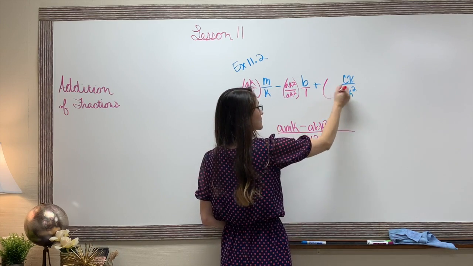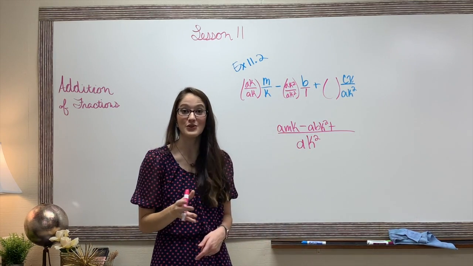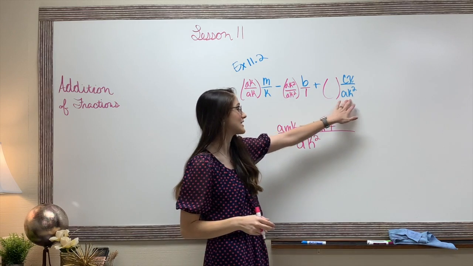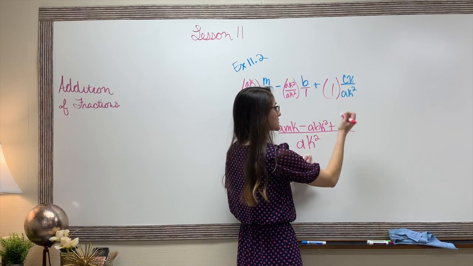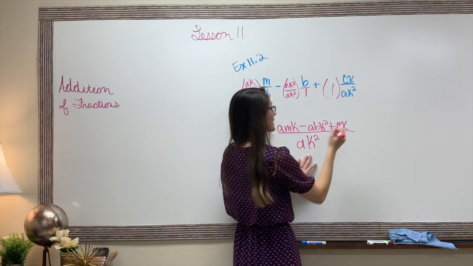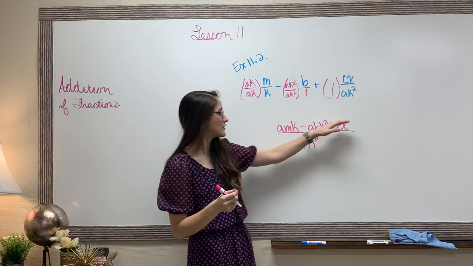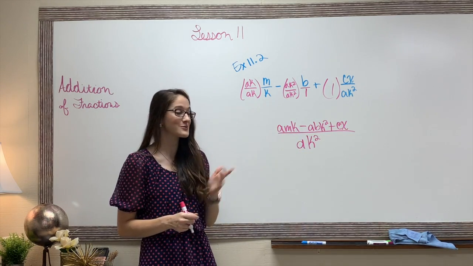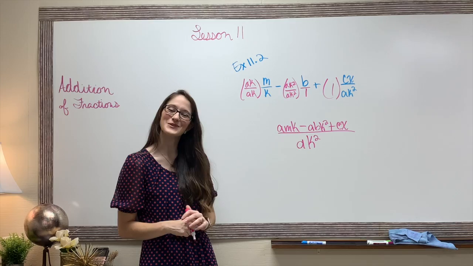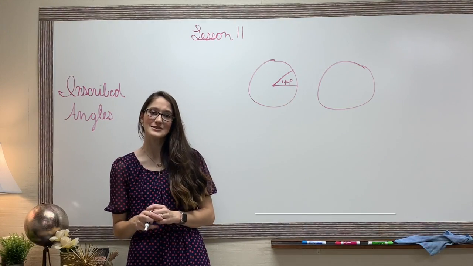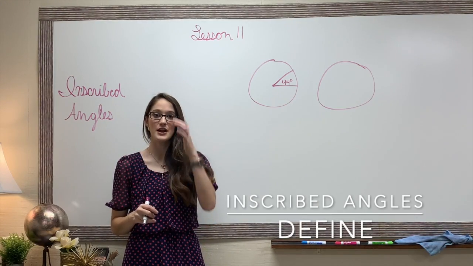And I'm going to look and see what the third fraction is missing. And I see that it's not missing anything. So multiply by 1, and I just rewrite the numerator. And we look in our numerator and make sure that there are no like terms. In this case, there aren't. So we're done. The second concept in this lesson is talking about inscribed angles.